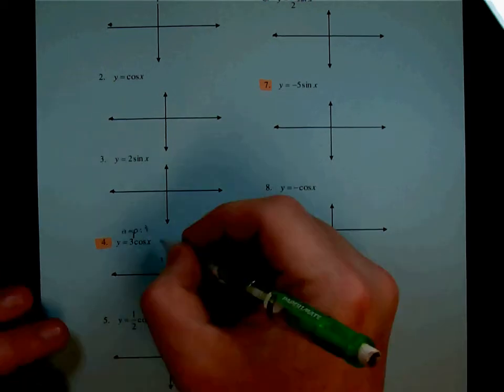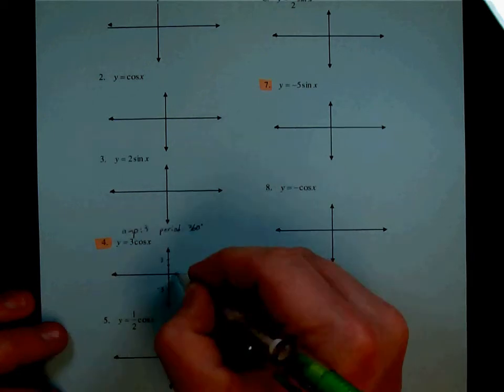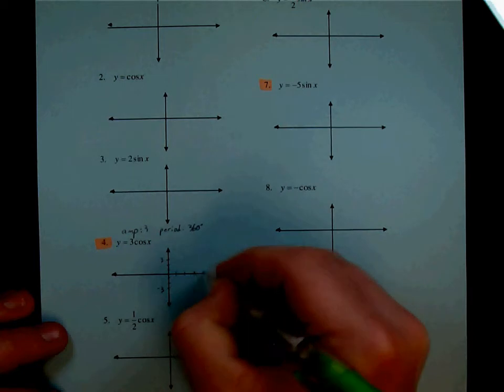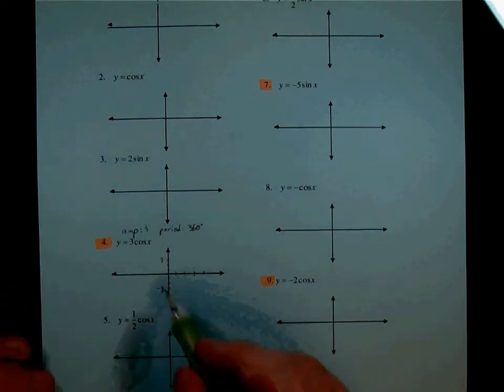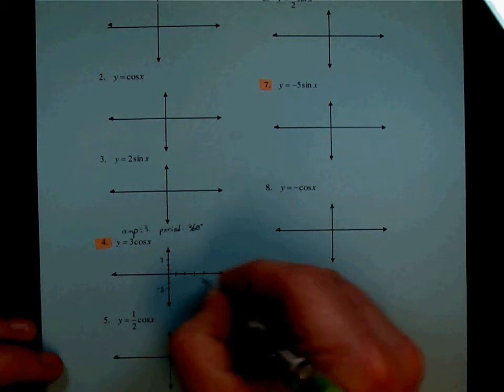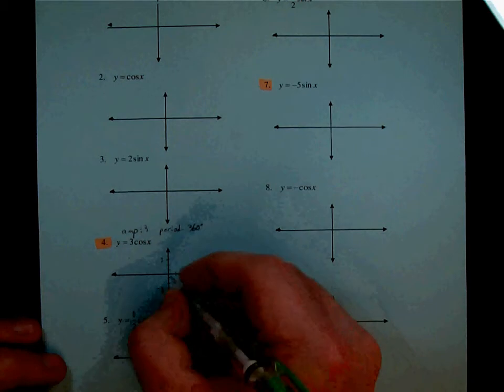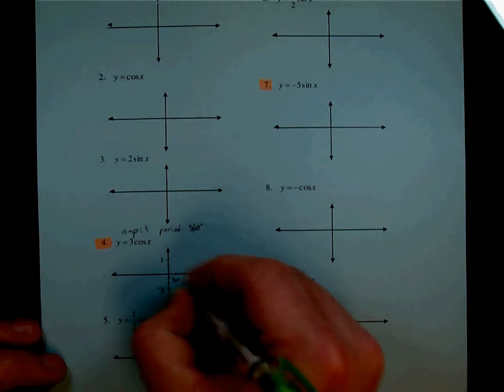The period, there is no B value, so the period doesn't change. The period is 360 degrees, or 2 pi. So I'm going to go ahead on the x-axis, do 4 tally marks, or 4 hash marks after the origin, or to the right of the origin. That last one I'm going to call 360, so I want to do a full period by then. So that means each one of these in between is a 90-degree mark, so 90, 180, 270.